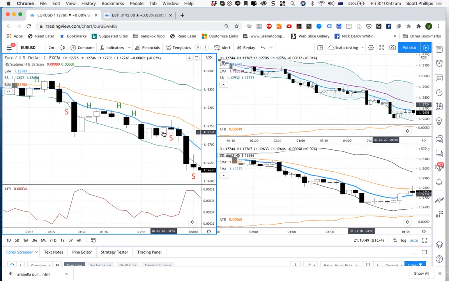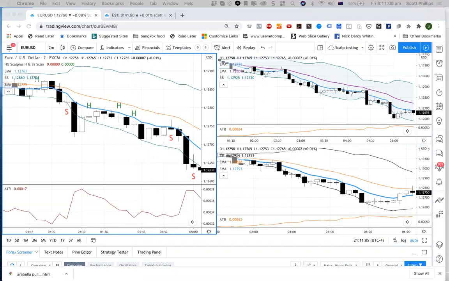Okay, so the entry was 1.1271 and the stop loss was 1. The entry is 1.1275 and the stop loss is 1.1271. Okay, and that's 4 pip loss. Okay, and the ATR is 0.00034 and it's Bollinger Touch.